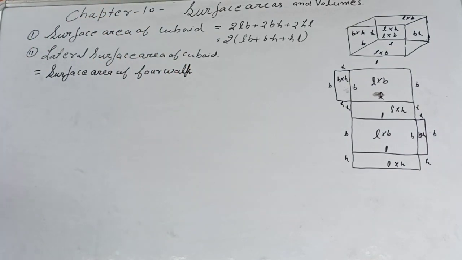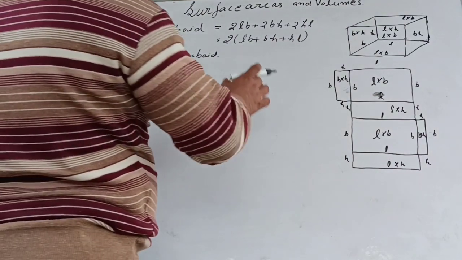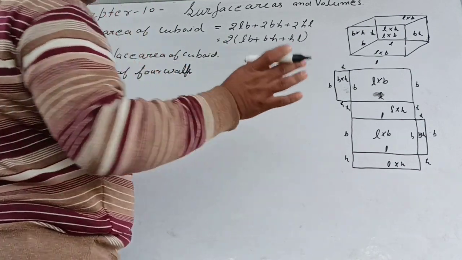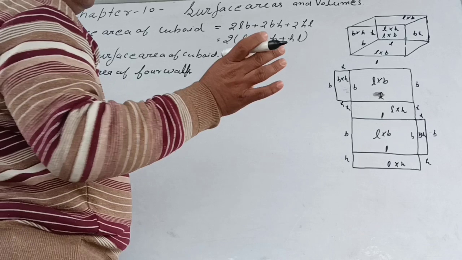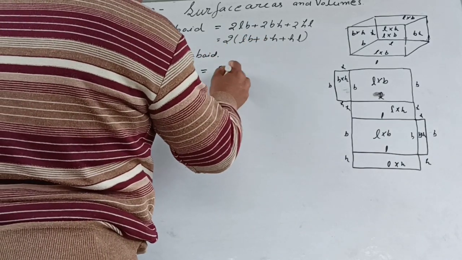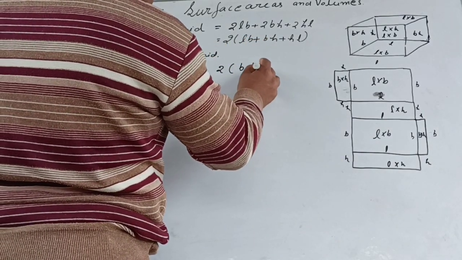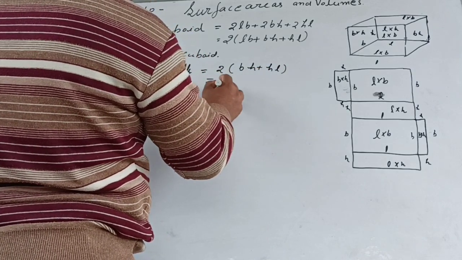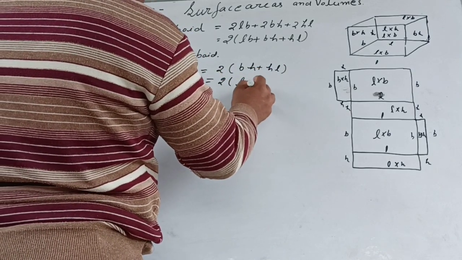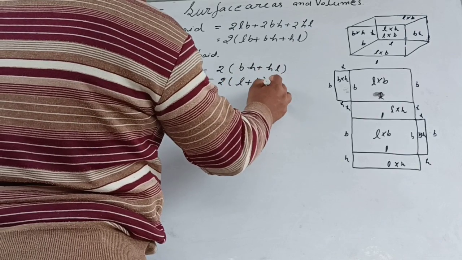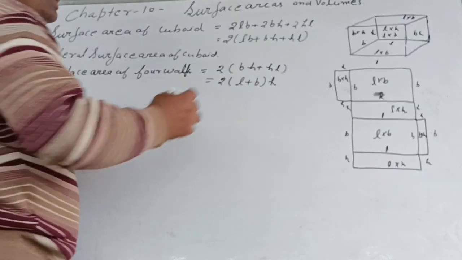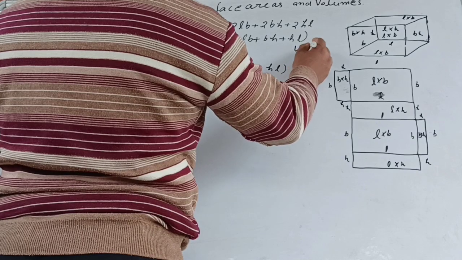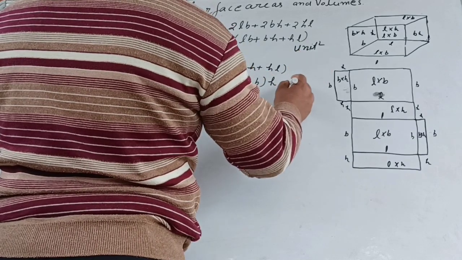Surface area of four walls. In this condition, the LB part is out. We write only 2BH plus 2HL. So we write this formula as 2(L plus B), and we take H common outside: 2(L plus B) into H, and the unit of all is unit square.